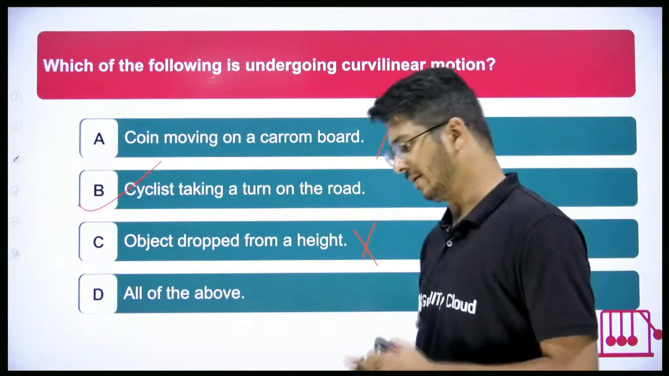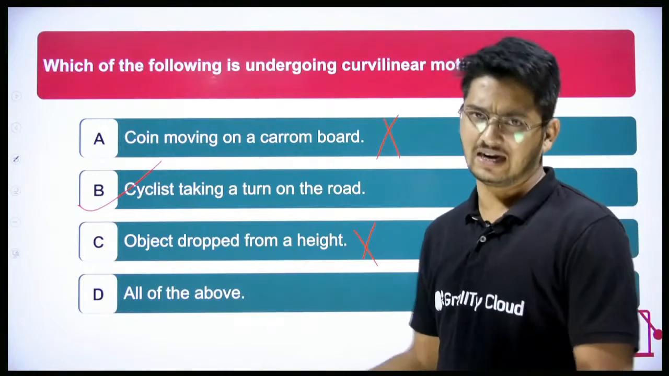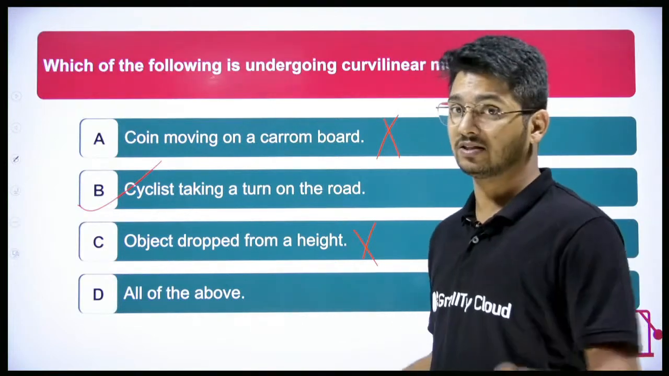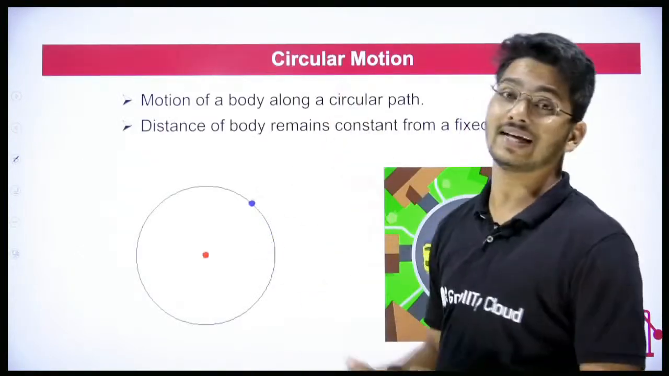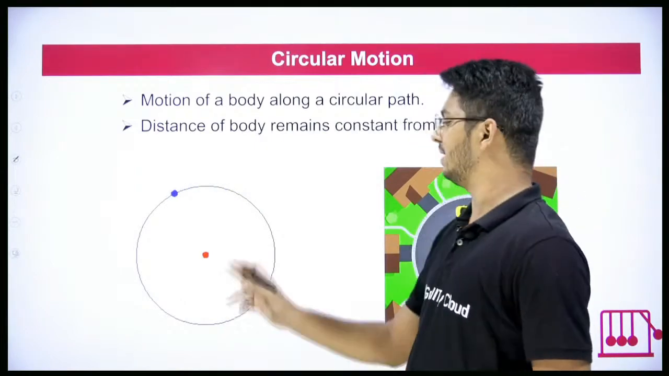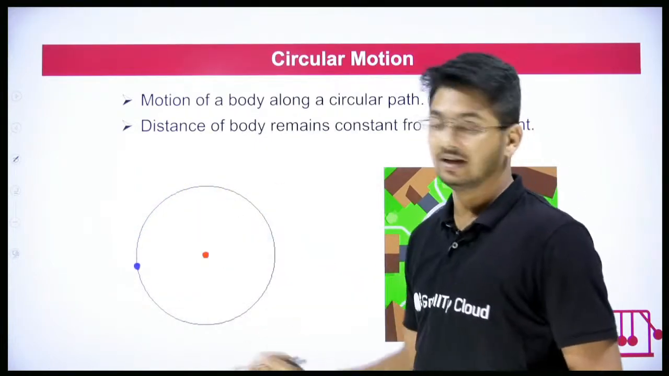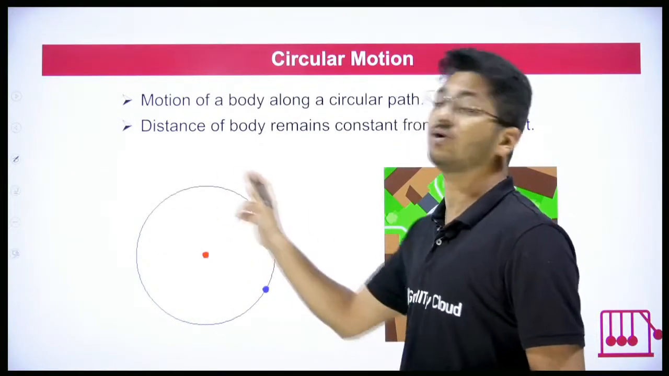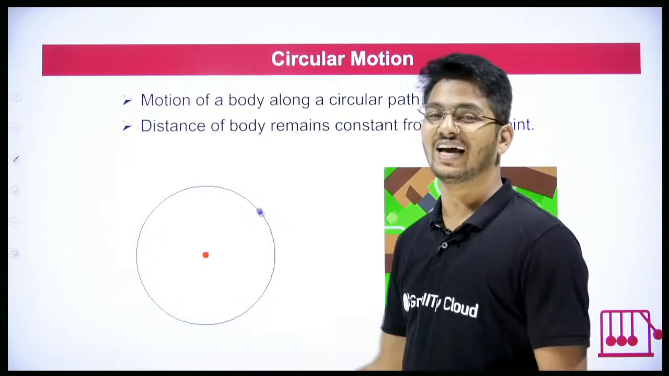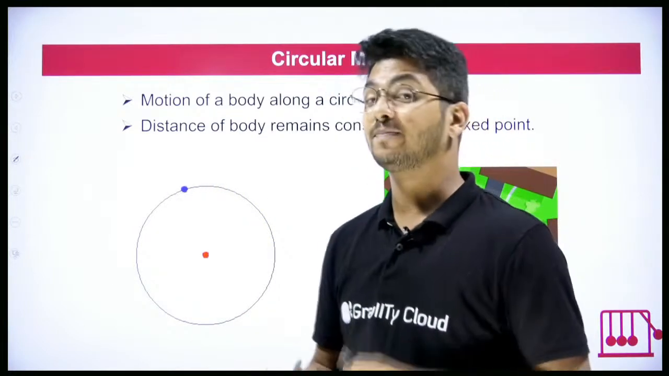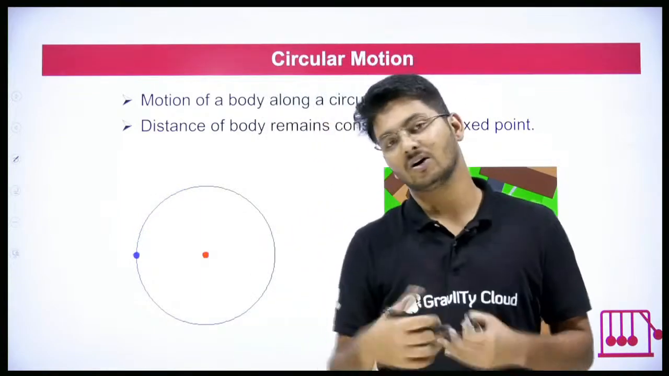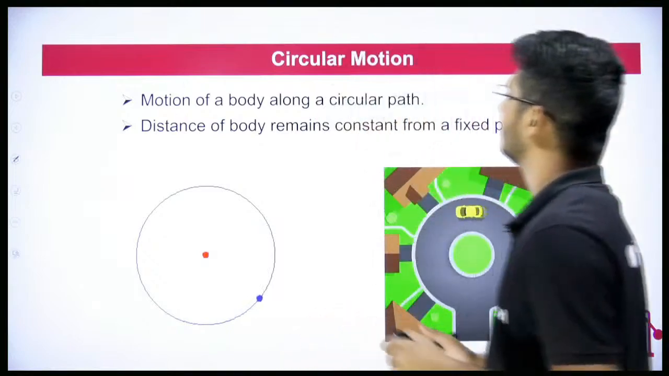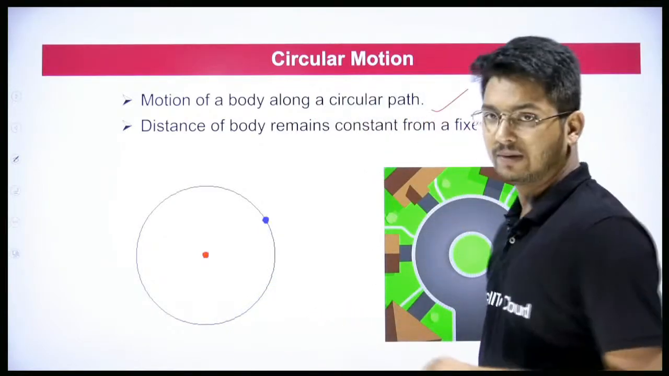Clear? Okay. So that's translational. Now there is a special case of curvilinear, a special case of translational. What is that? That is circular motion. You can clearly see a circle here. If the object moves along a circular path, it is called circular motion. Clear? So motion of a body along a circular path.